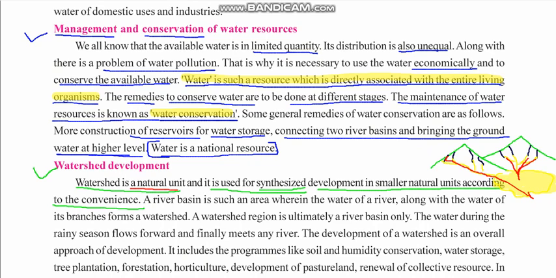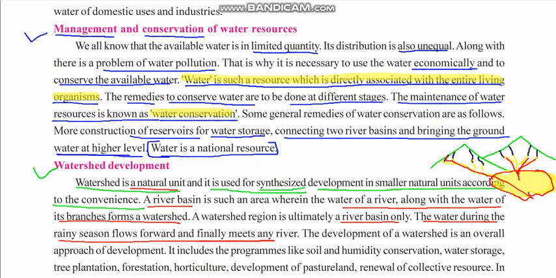Say, a river basin is such an area where the water of a river along with the water of its branches form a watershed. This is called a river basin. As I told you, it can happen naturally too. So a river basin is the area where the water of the main river and the branches come and get collected. A watershed region is ultimately a river basin only. It is a type of river basin. The water during the rainy season flows forward and finally meets any river.